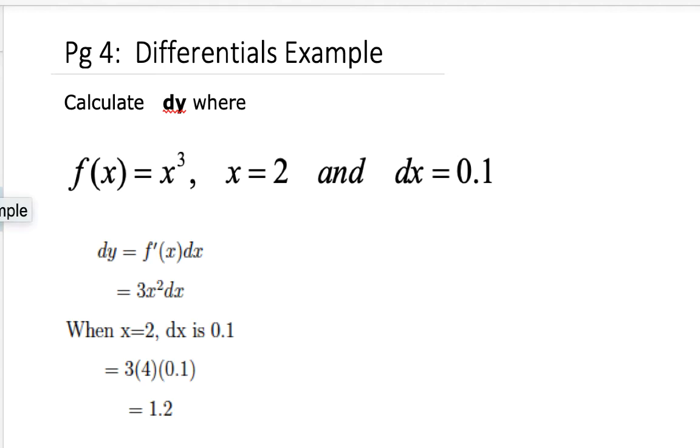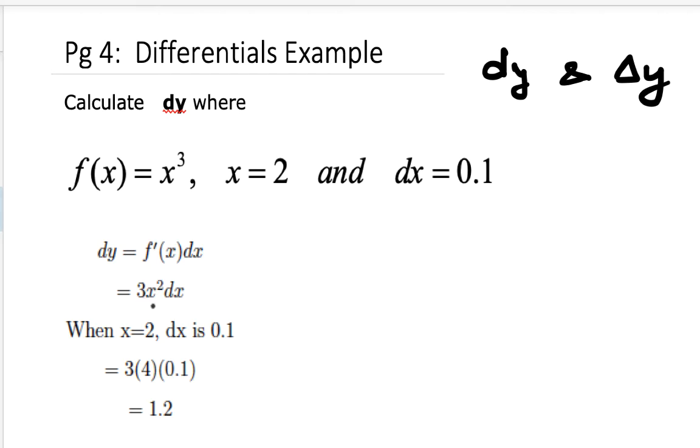Okay, now let's do more examples, and specifically we will see the relationship between the differential of y and delta y, which is a change in y, in this example. Let's take a simple example, f(x) is x cubed, x is defined to be 2 and dx is given to be 0.1. If I find the differential of y, which is given by f prime of x dx, then just simply differentiate f(x), which comes out to be 3x squared dx.